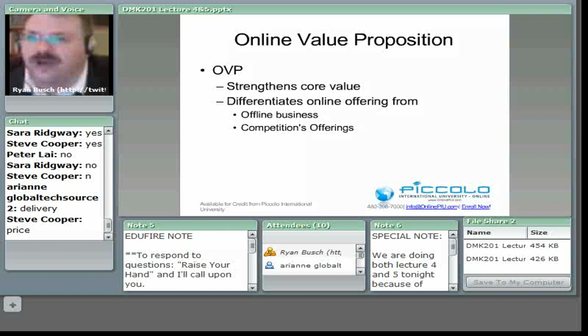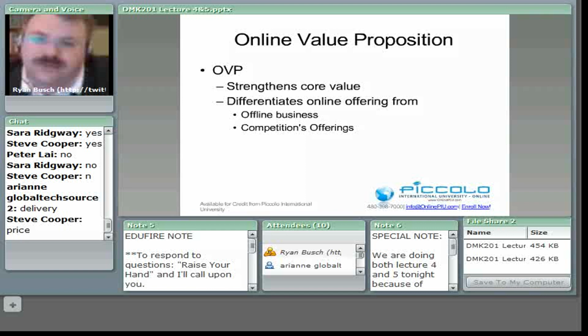If I were to go to the Gap in person at a store location, I don't have to worry about delivery costs. But if I want to buy a product online, I might have to consider that in there. But Zappos is able to create an online value proposition which says delivery is free.